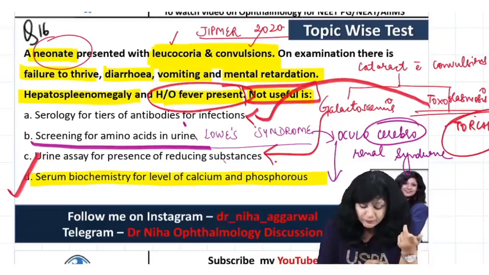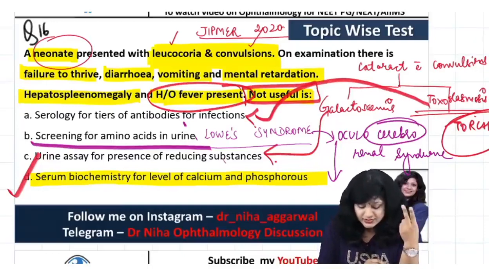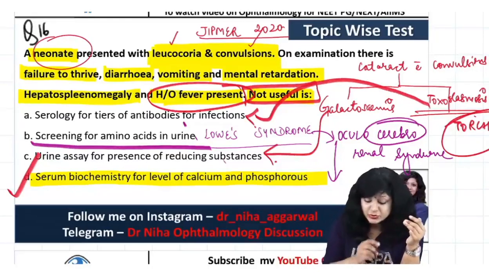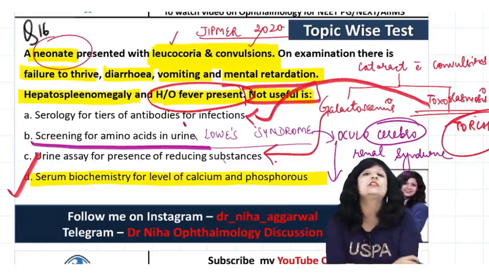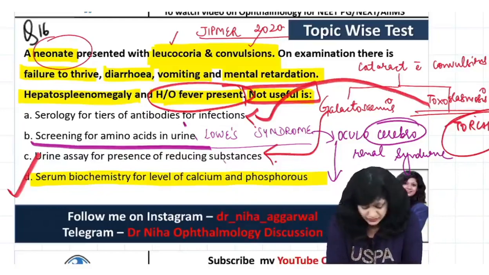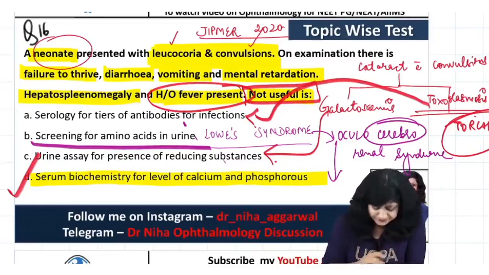So definitely I am going to do the antibodies because there was a fever history. Definitely because of the convulsions, I'll do the tests for amino acids in the urine, and it is most probably a case of galactosemia because you are getting the systemic features: failure to thrive, diarrhea, vomiting. So these are all the features of galactose intolerance. So obviously you are going to do further urine assay for the presence of reducing substances. So your answer is D.